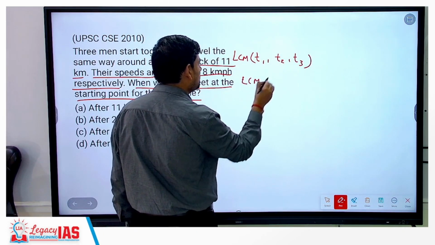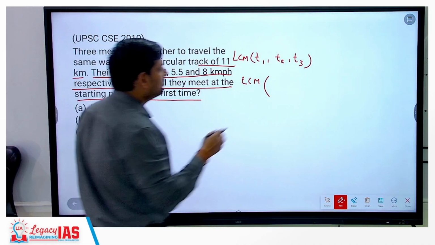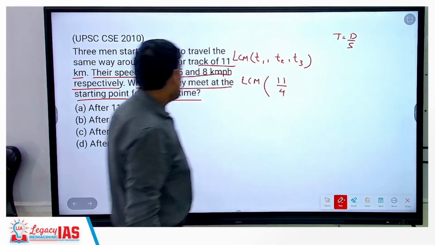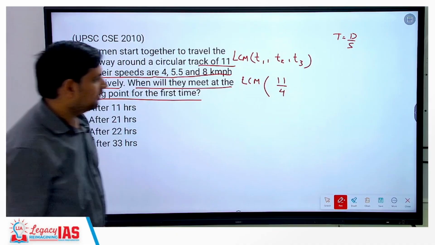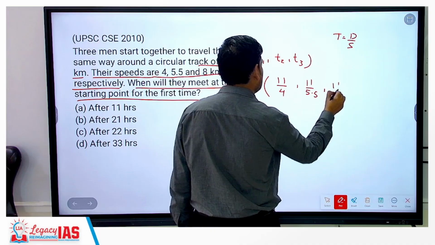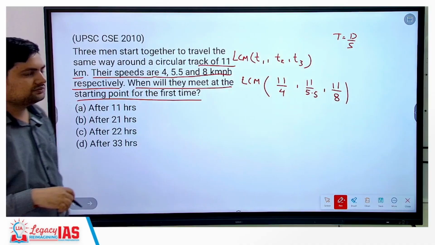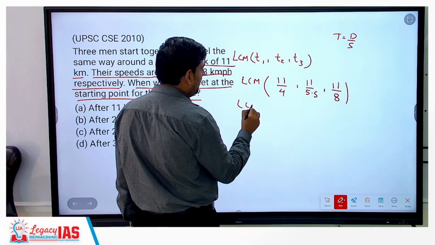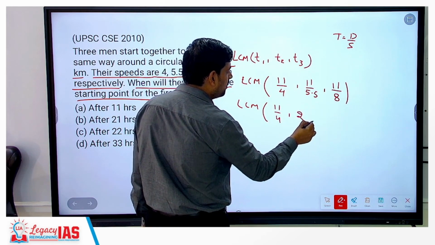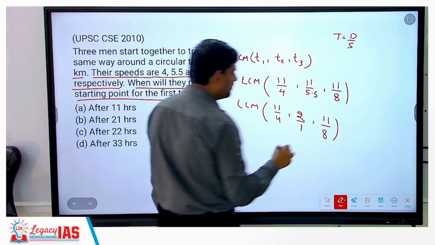So simply find the LCM. Now LCM of what? Time 1 is what? 11 km at 4 km per hour. So 11 by 4, because time is equal to distance by speed. So distance 11 km, speed is 4. Then next is distance 11, speed is 5.5. Next is 11 and speed is 8. Now solve this. 11 by 4 is fine. 11 by 5.5 is actually 2. Then 11 by 8 remains 11 by 8. This can be written as 2 by 1.